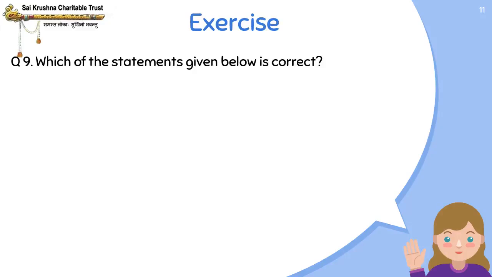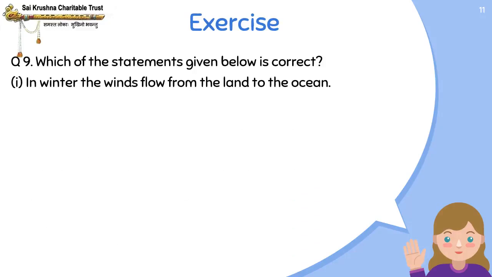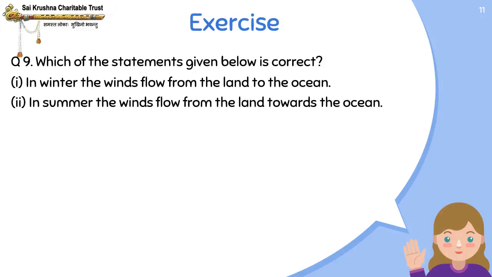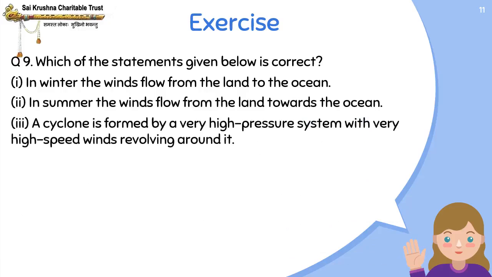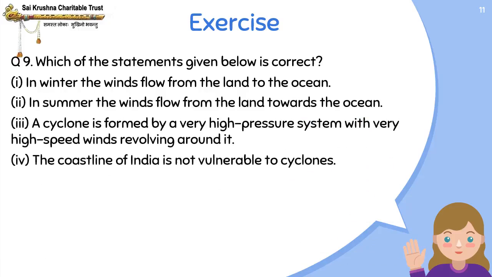Question number 9, and this is the last question. Which of the statements given below is correct? First, in winter, the winds flow from land to the ocean. Second, in summer, the winds flow from land towards the ocean. Third, a cyclone is formed by a very high pressure system with very high speed winds revolving around it. Fourth, the coastline of India is not very vulnerable to cyclones. So let's start from the fourth and then we'll come back to the first.